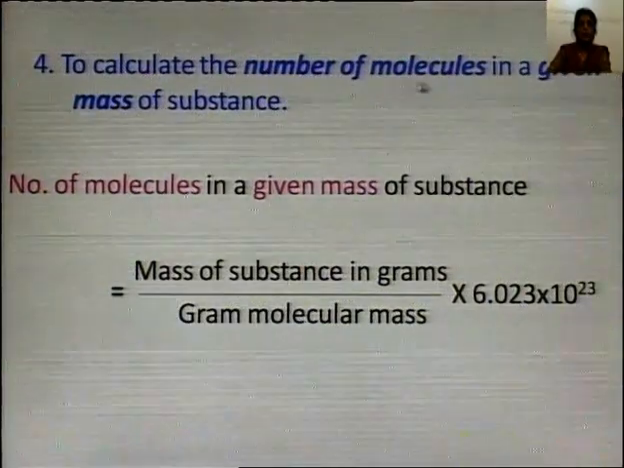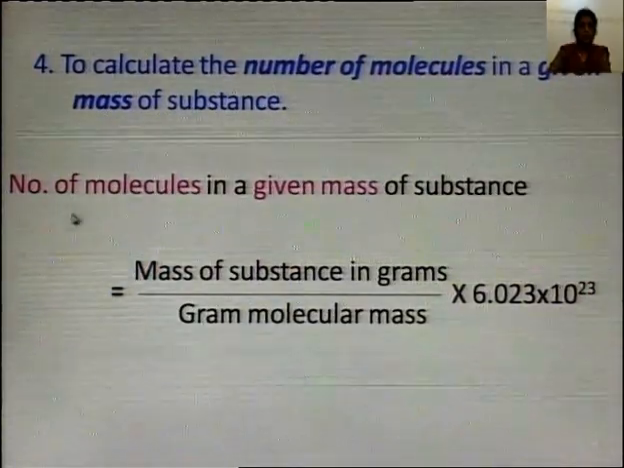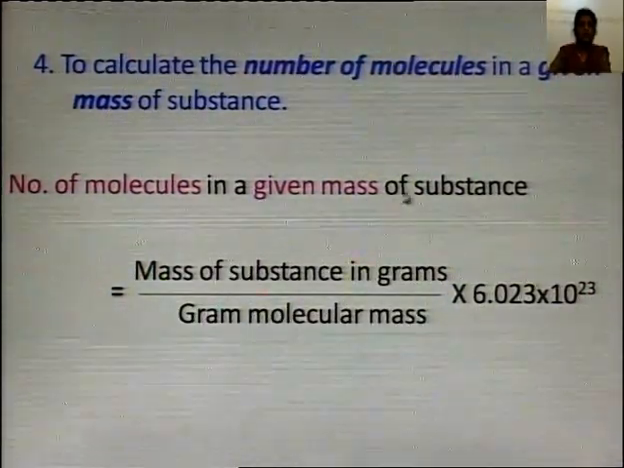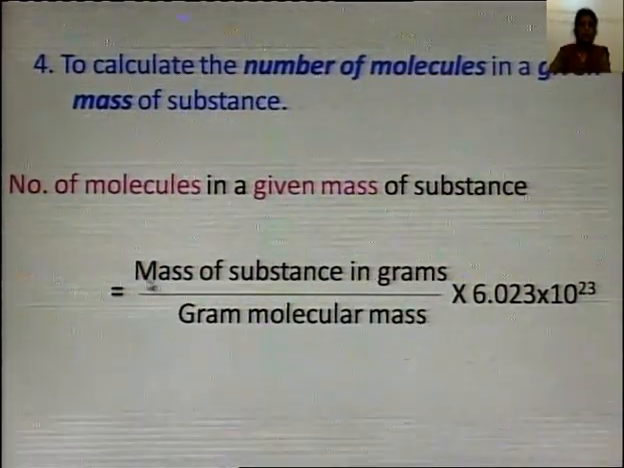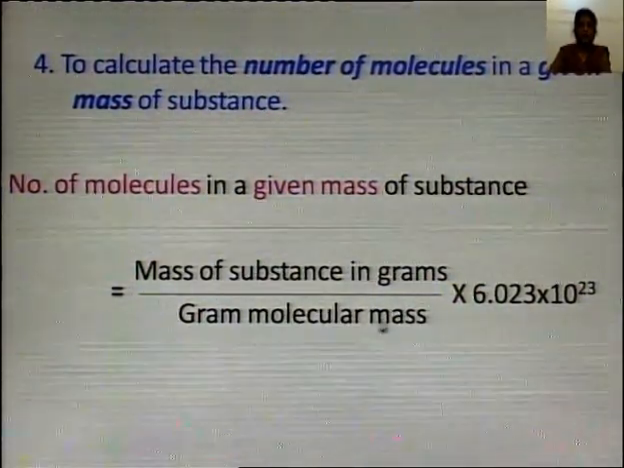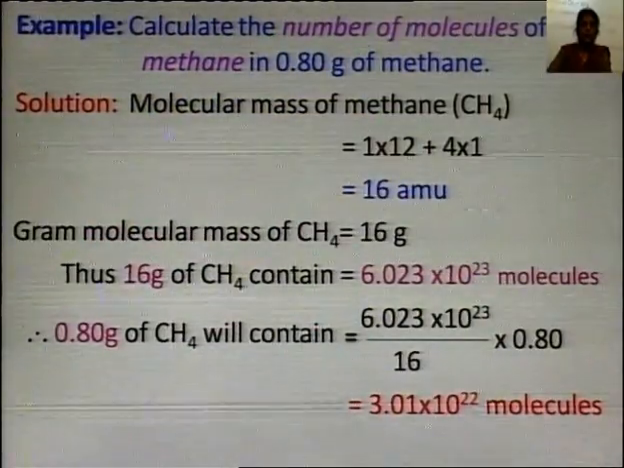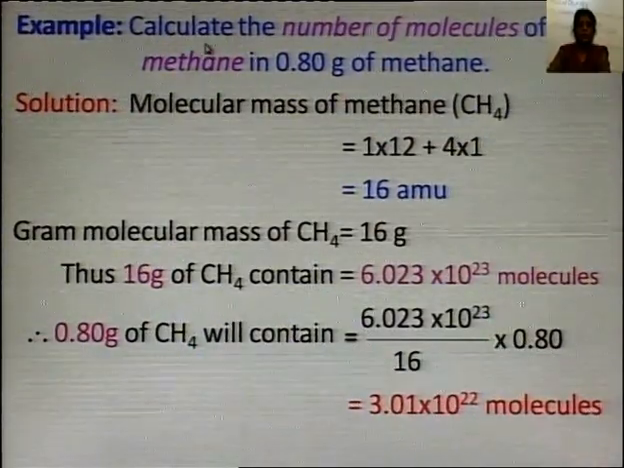To calculate the number of molecules in a given mass of the substance. Number of molecules in a given mass of substance can be calculated as given mass of the substance in grams divided by gram molecular mass into Avogadro's number. So, let us calculate by taking the example.